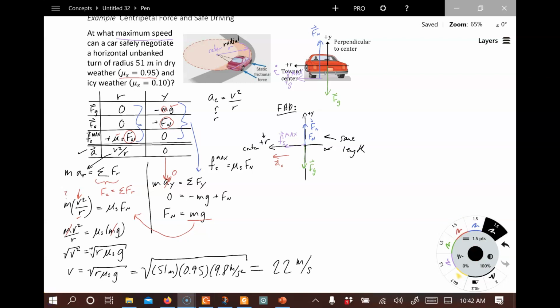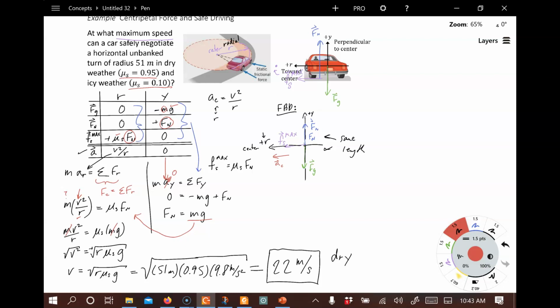So inserting our known values, putting them in the calculator, we end up with about 22 meters per second, which is something like 45 miles per hour, right? Great. So we just got the dry conditions. What about for the next one? What about when the conditions are icy? That lowers the coefficient of static friction because it's more slippery between the tires and the road, right?